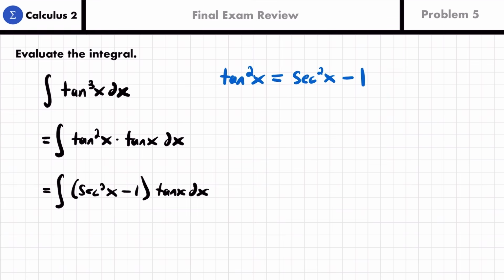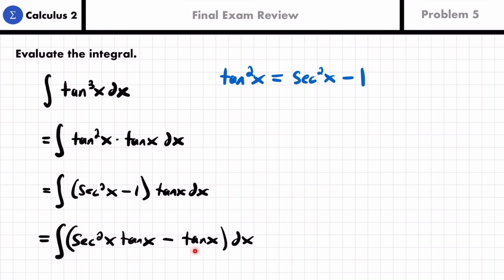So in its current form, we can't use u substitution on this integral, and you can't really use integration by parts either. So what do we do here? Well, why don't we just try distributing tangent x through this quantity? If we do that, we get the integral of secant squared x times tangent x minus tangent x. And then we still have dx. Okay, so I multiplied tangent x by secant squared x. So we have secant squared x times tangent x. And then I multiplied tangent x by negative 1 to get negative tangent x.